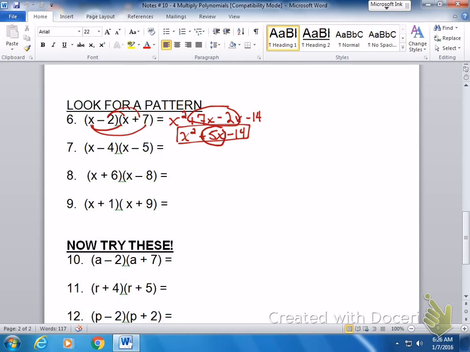Now, let's just look at number 9 real quick and see if that works here. So the first term is the x's times x, so x squared. Now I'm going to take these two terms. I have 1 plus 9. That's going to give me positive 10, but I'm going to put an x on it. And then I have 1 times 9 would be plus 9. Now let's see if that's actually the answer. If I do it the other way, I get x squared plus 9x plus 1x plus 9. If we combine those together, it does equal that.